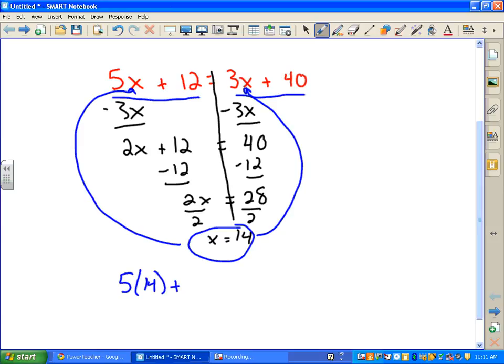So 5 times 14 is 70, plus 12 gives me 82. On the other side, I'm going to be doing 3 times 14 and then adding 40. 3 times 14 is 42, plus 40 is 82. Since these are the same, I know this checks out and 14 is the right answer. The two sides come out the same on the check.